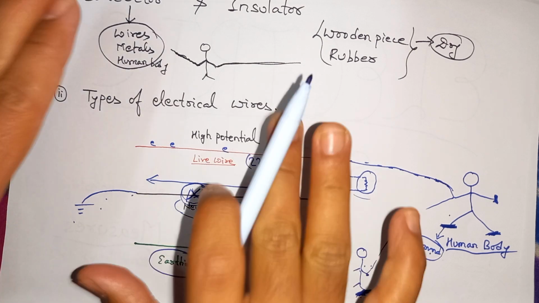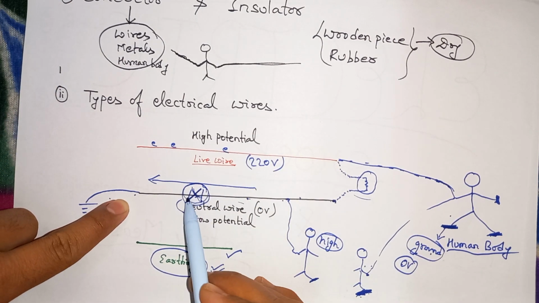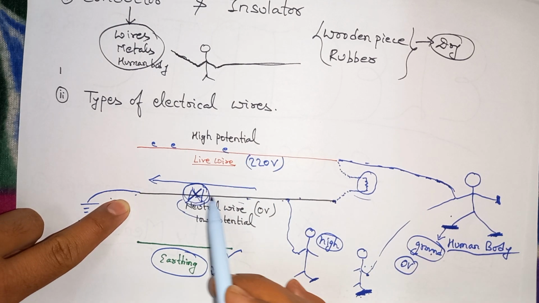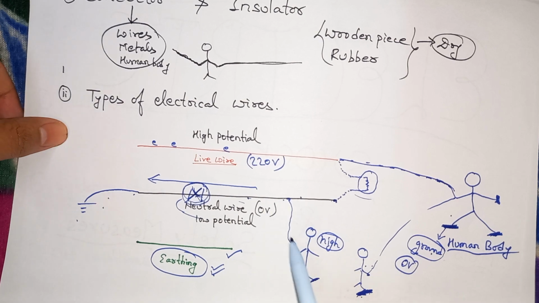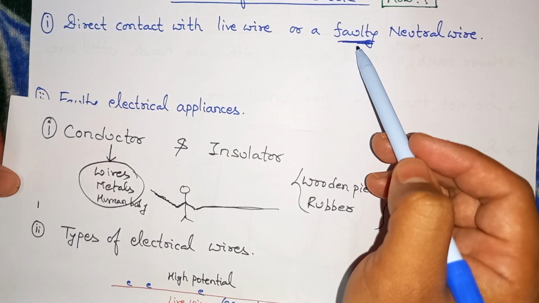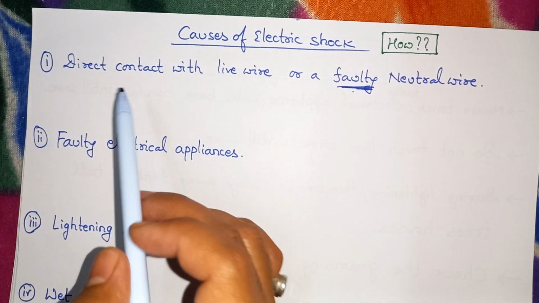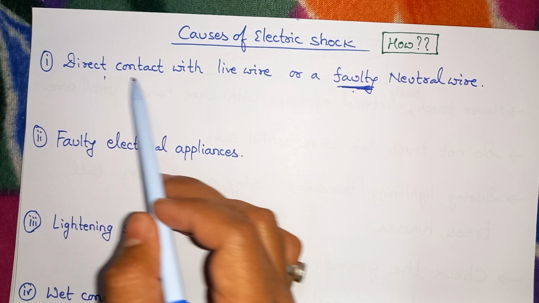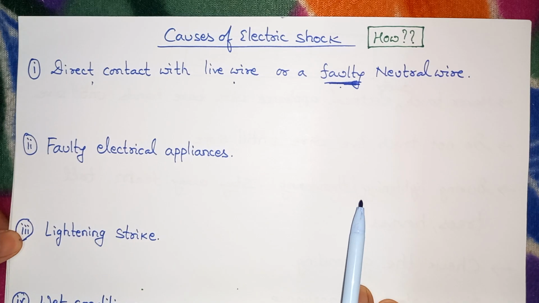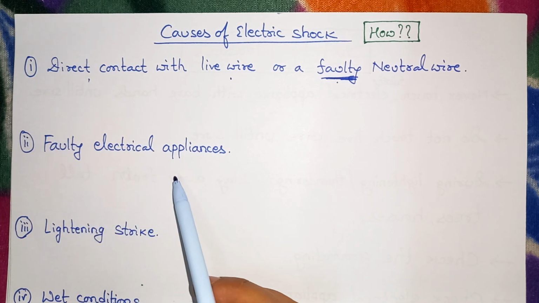Resistance helps to stop the flowing current, so if the wire is broken, current cannot flow. Although we supply with a larger force, it cannot flow, so it can go to the human body and finally to the ground. So I'm using the word faulty neutral wire. If you get direct contact with the live wire or the faulty neutral wire, we can get an electric shock.